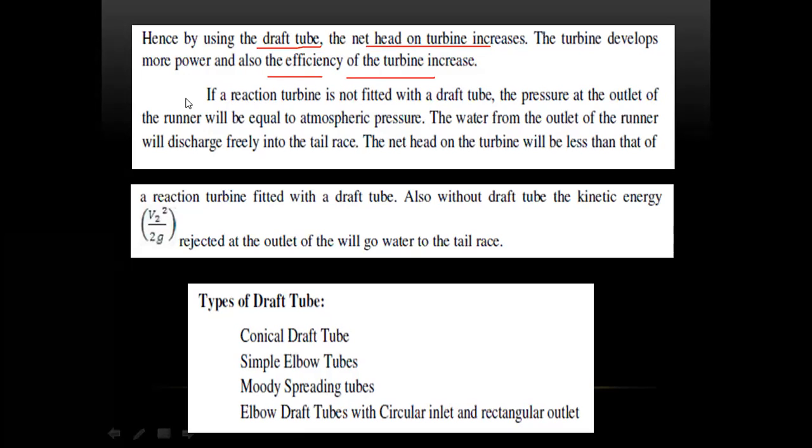If the reaction turbine is not fitted with the draft tube, the pressure at the outlet of the runner will be equal to the atmospheric pressure. The water from the outlet of the runner will discharge freely into the tail race. The net head of the turbine will be less than that of the reaction turbine fitted with the draft tube. Therefore, without the draft tube, the kinetic energy v square by 2g rejected at the outlet of the turbine will go waste to the tail race.